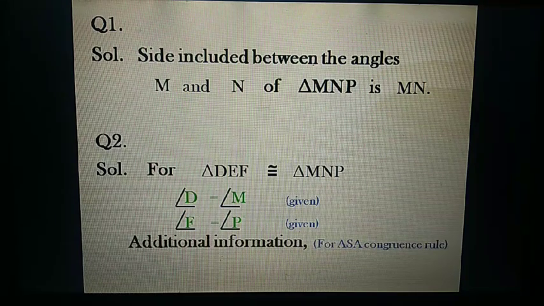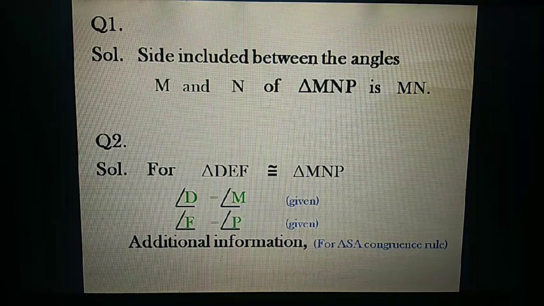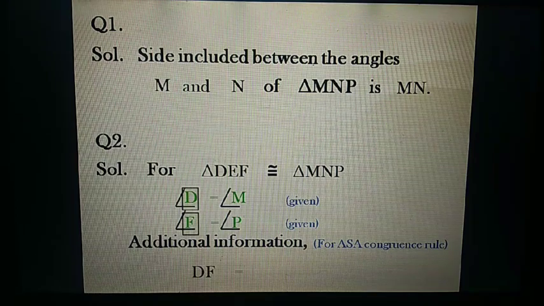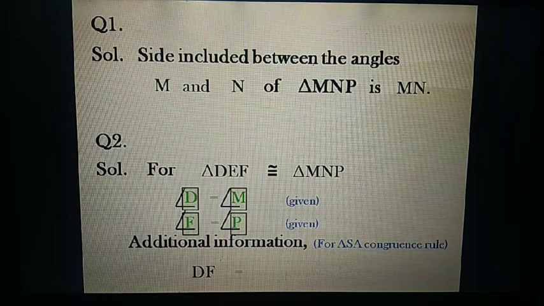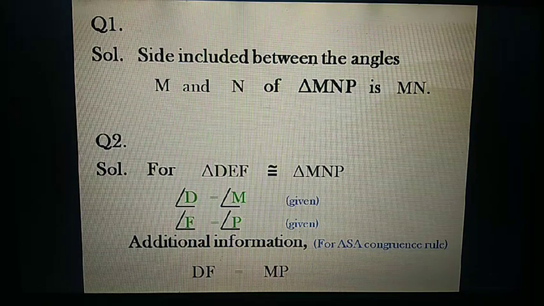We are supposed to establish the congruence by ASA. Two angles are there. We are supposed to find the included side, which will be the additional information to establish the relation of the two triangles by the ASA congruence rule. On the left hand side, the angles we are using in triangle DEF are angle D and angle F, so the included side will be DF. On the right hand side, the angles we are using in triangle MNP are angle M and angle P, so the included side will be MP. So this is the additional information that you were supposed to find in question number 2.